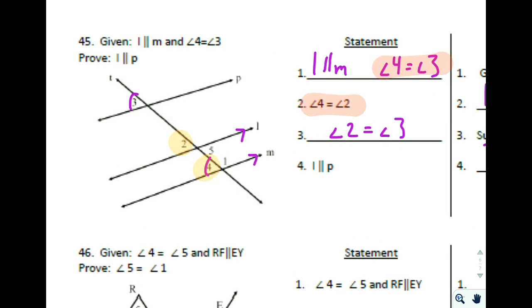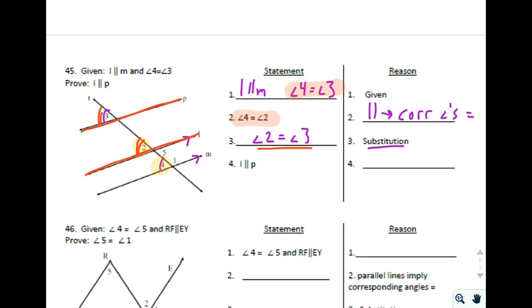Well, let's mark on our picture the information we just found out here, that 2 and 3 are the same. If we know that angle 2 is equal to angle 3, those two angles, which would be corresponding angles on these lines, would prove that the lines are parallel. If the corresponding angles are equal, we get the parallel lines. So we're going to say that corresponding angles are equal gives us parallel lines.